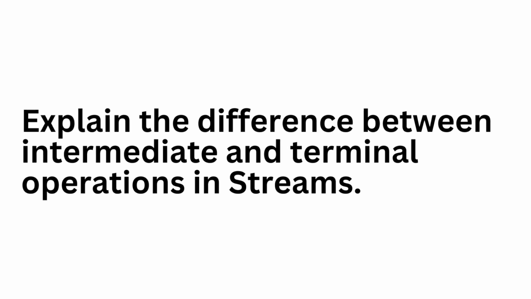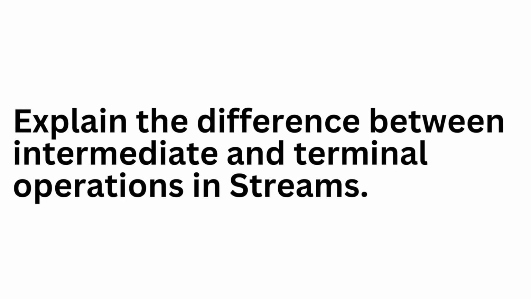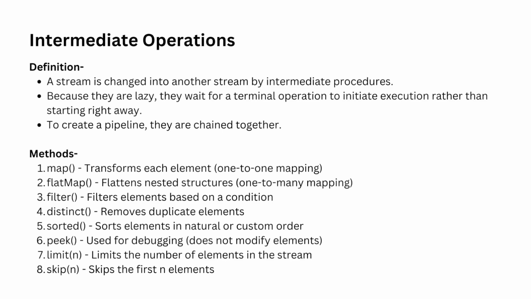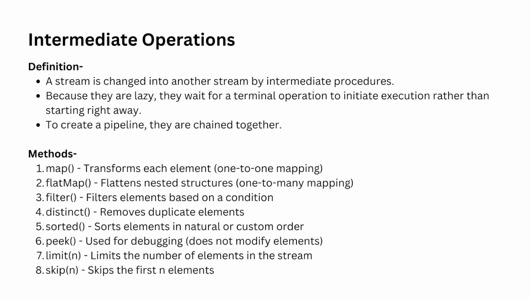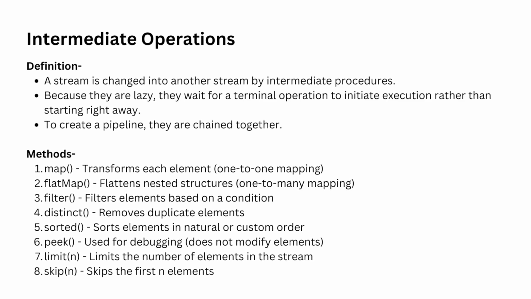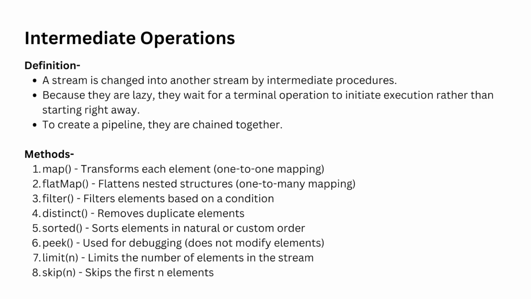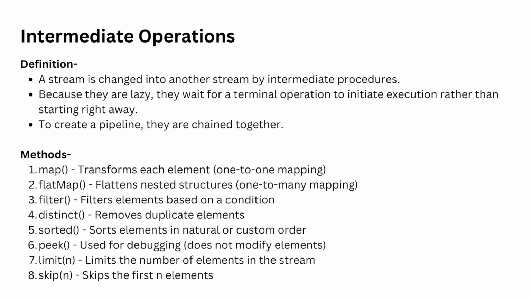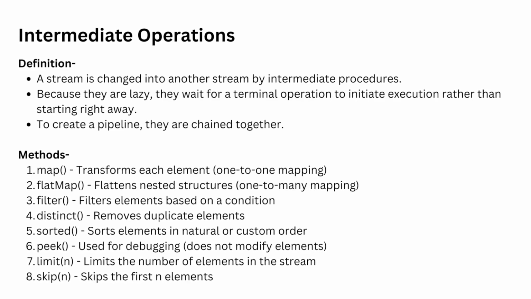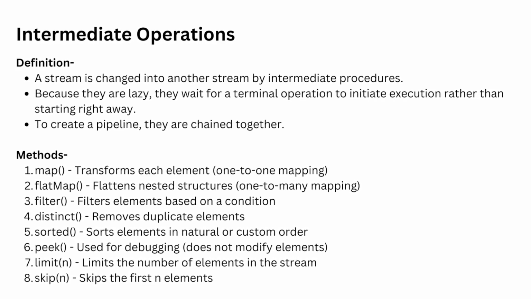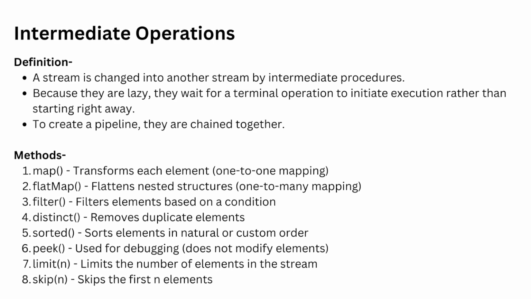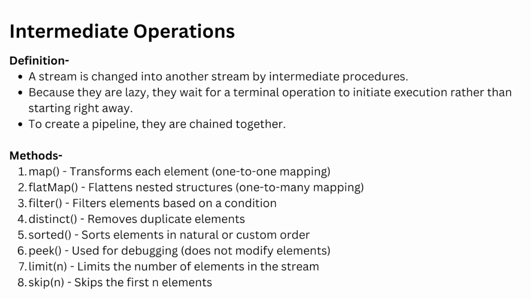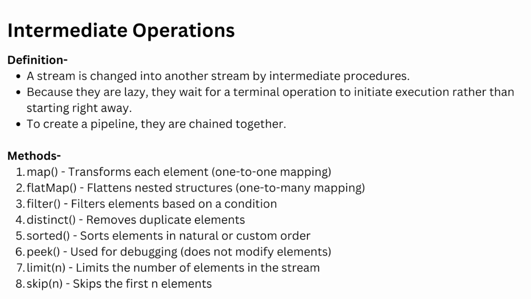Explain the difference between intermediate and terminal operations in a stream. Intermediate operations are lazy, and because of which we also say that streams are lazy. Intermediate operations transform a stream into another stream. They do not perform any processing until a terminal operation is invoked. This always returns a new stream, that is a must, and these are not executed immediately. Instead, they define a pipeline of transformations.